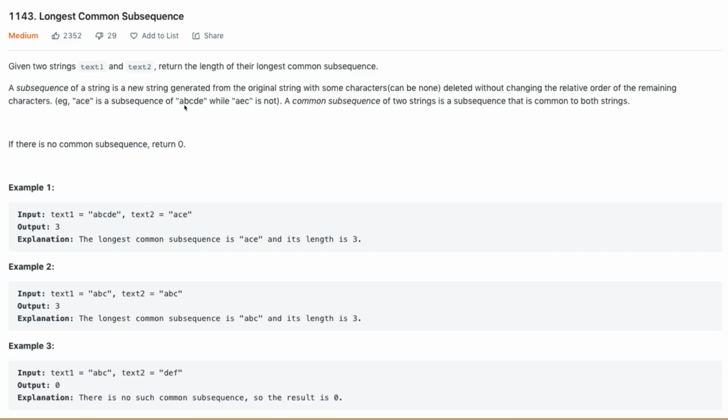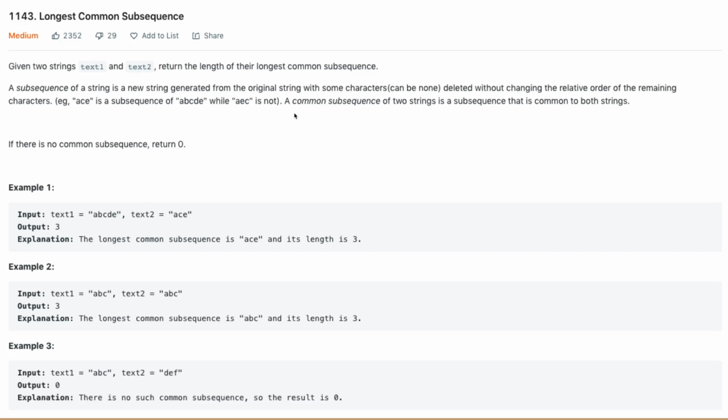ACE is a subsequence of A, B, C, D, E, because we can skip the characters, but AEC is not. By the way, substring and subarray are a totally different story. For a subsequence we can skip the characters, but a subarray cannot. That's why a lot of subarray problems can be solved by sliding window, which we will talk about in future videos. But now we are talking about DP, because subsequences are mostly solved by DP or backtracking or stuff like that.